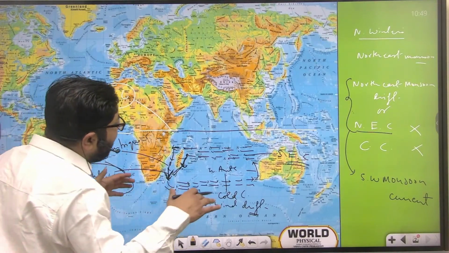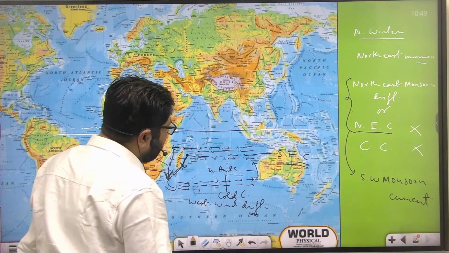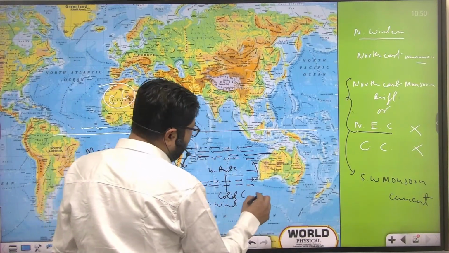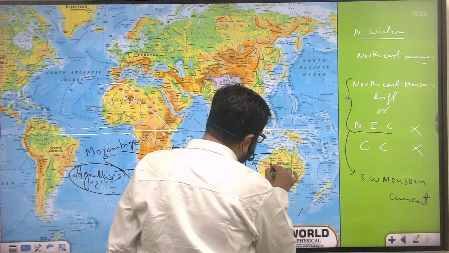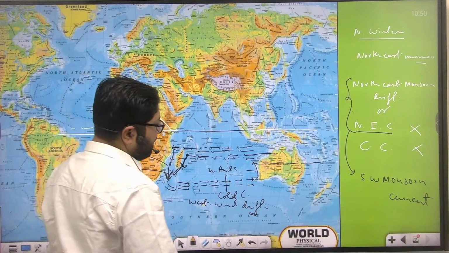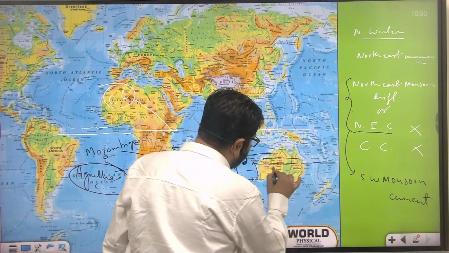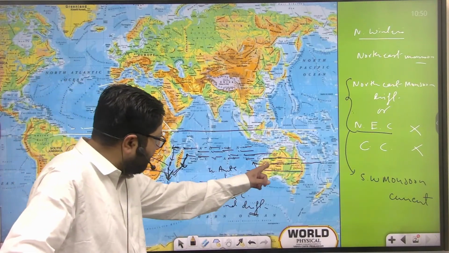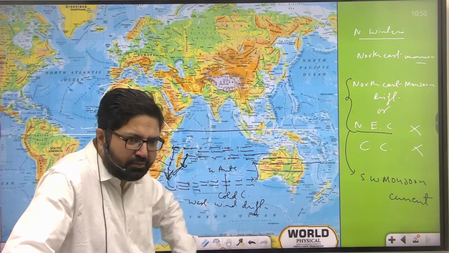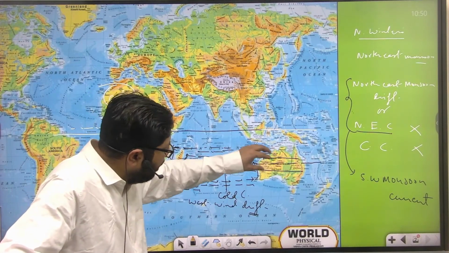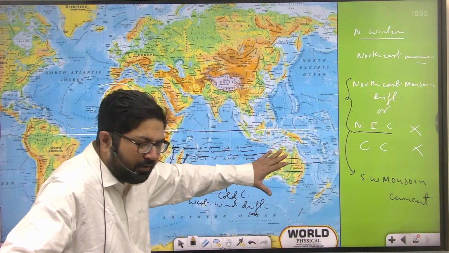Why is Australia a big desert? See, the reason lies here. If you see Australia, the Tropic of Capricorn passes through the middle of Australia. As a result, the subtropical high pressure belt lies over Australia, which causes sinking throughout the year.